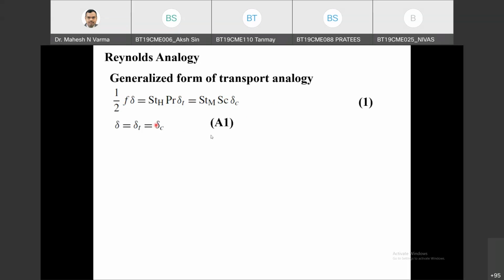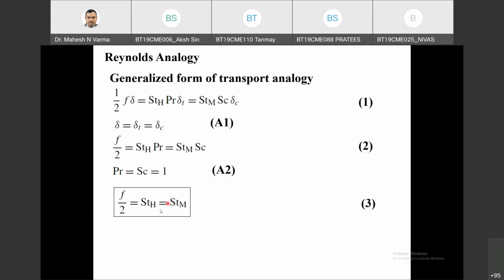He observed that for gaseous flow, the thickness of all three boundary layers is the same, and then the friction factor. If these three are the same, this is the first view of the Reynolds analogy. Moreover, for gases, the Prandtl number equals the Schmidt number, and the order of magnitude will be close to one. So this is the Reynolds analogy.